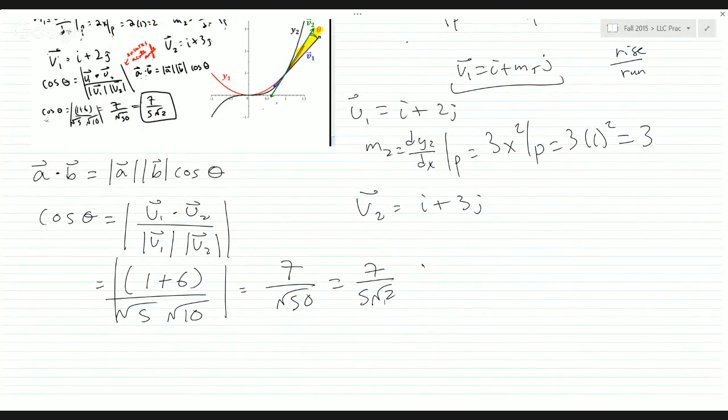It's the dot product. V1 dotted with V2 is equal to 1 times 1 plus 2 times 3.